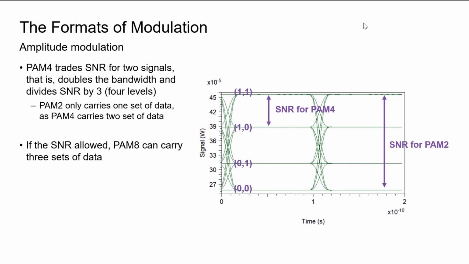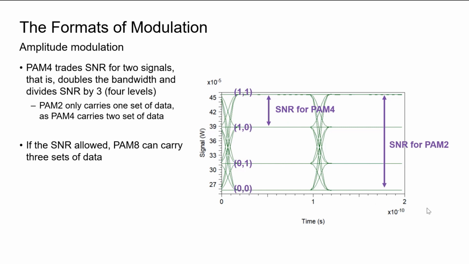So what is the benefit of PAM4 modulation? It's obvious that PAM4 trades off the SNR for two signals. That is, it doubles the bandwidth, but divides the SNR by 3 because we have 4 levels.